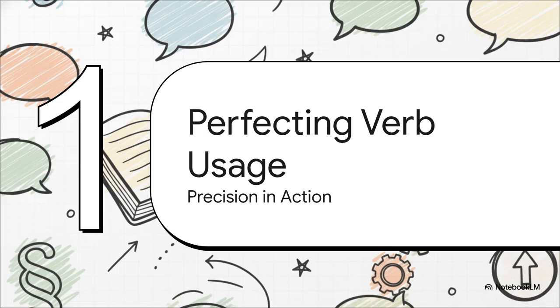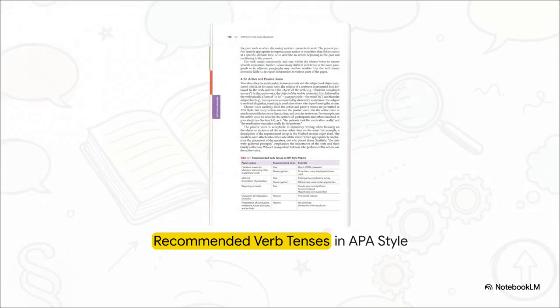Okay, moving down to the micromechanics. Section 4, perfecting your verb usage, precision in action. Verbs are your vigorous, direct communicators, and choosing the exact right tense is absolutely vital. You'll notice how your tense needs to shift depending on what section of your paper you're in.